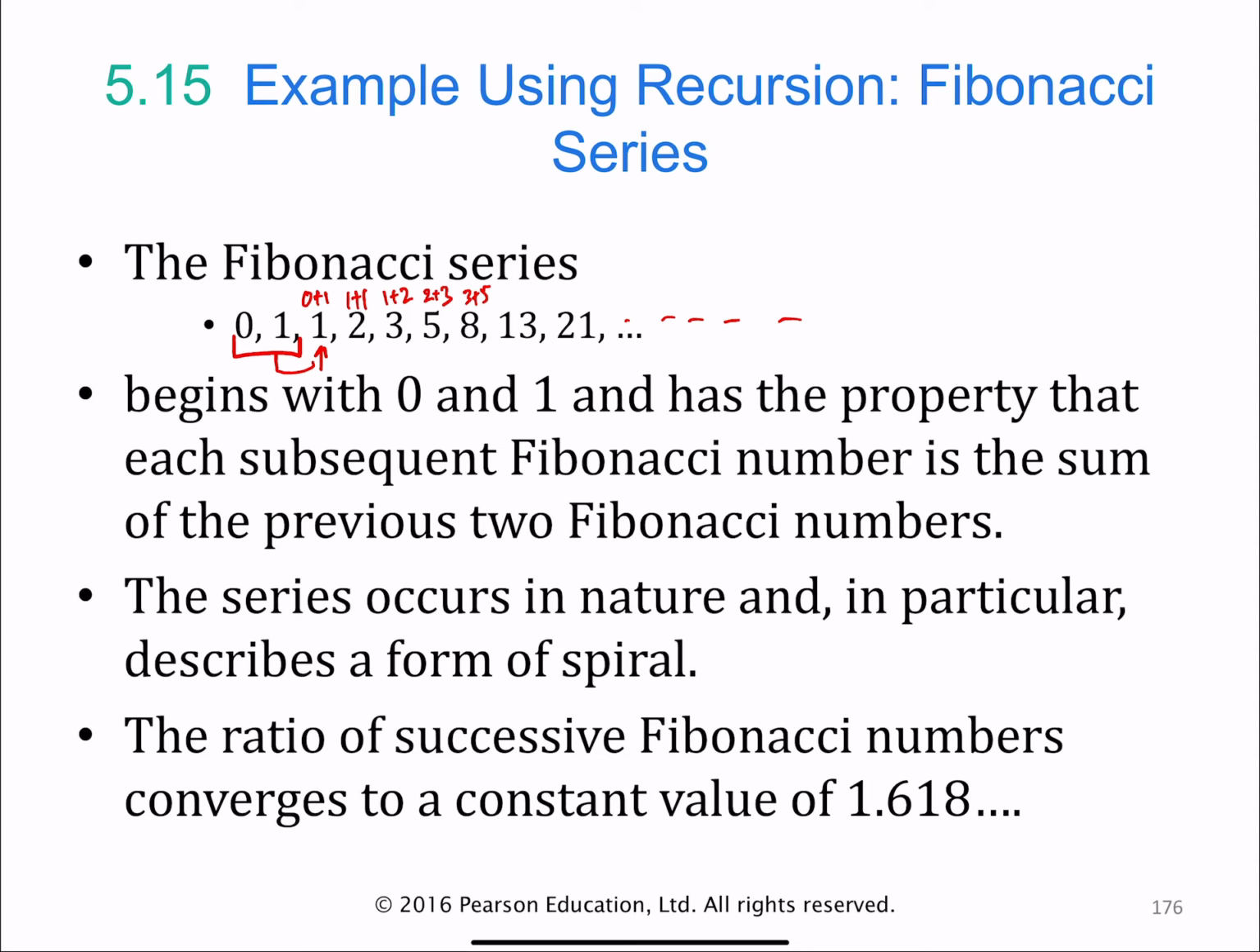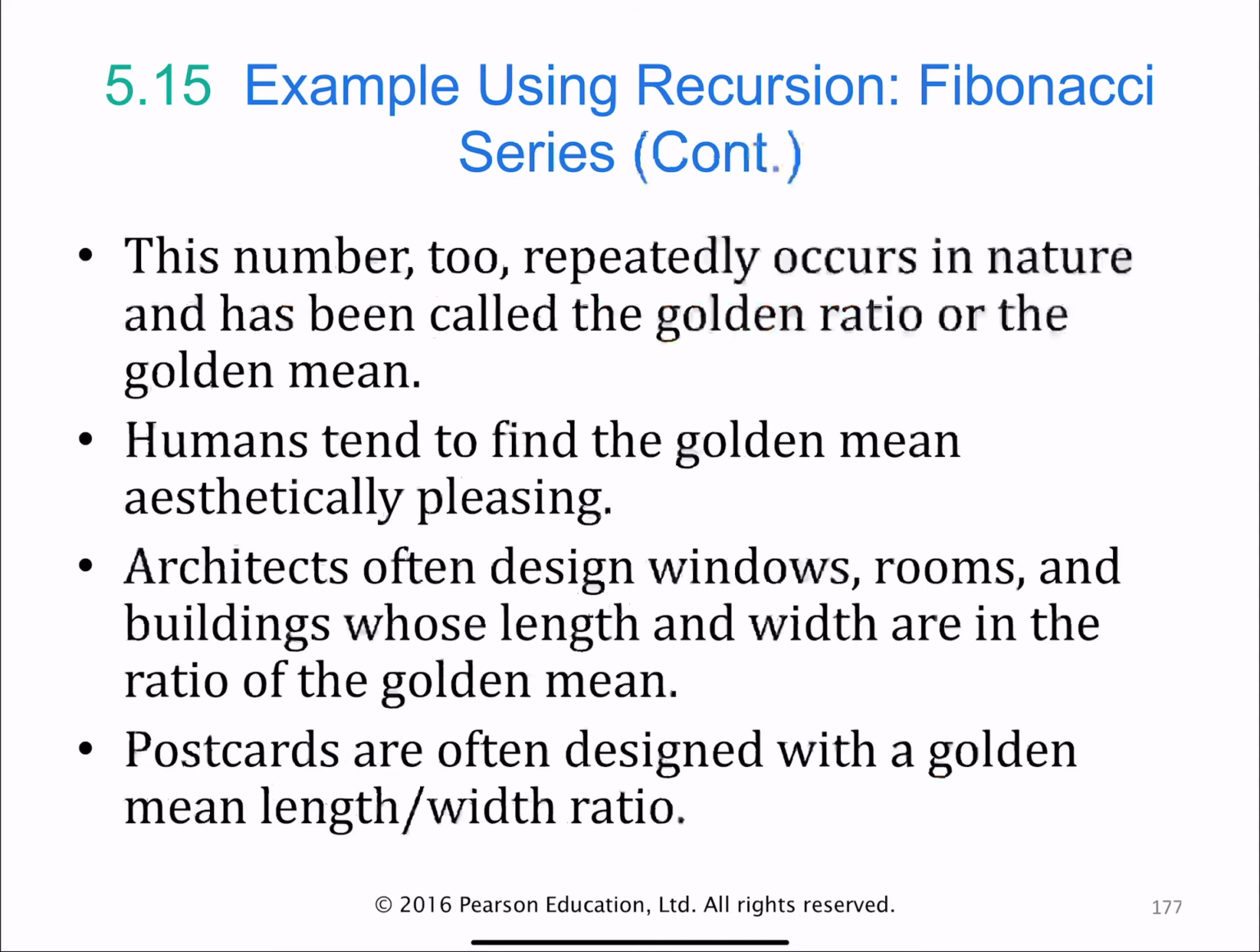And that's it. That's how the Fibonacci series is defined. Now, as you keep going, the ratio of two successive numbers in the Fibonacci series starts getting closer and closer to this number, 1.618. It's kind of a famous number. This is called the golden ratio or the golden mean.